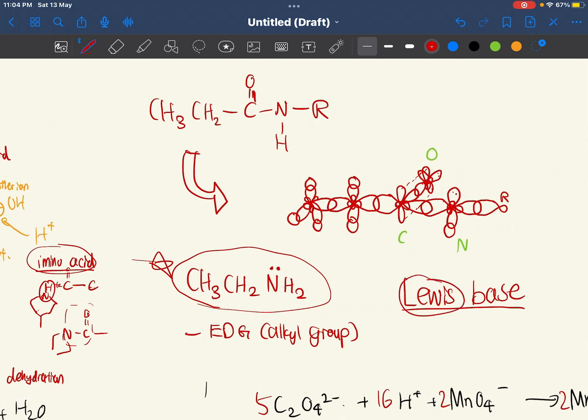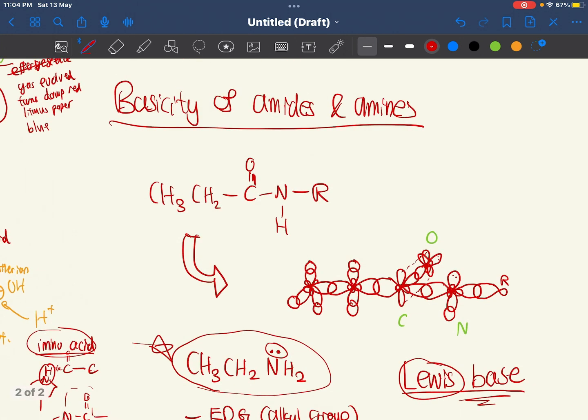When talking about the Lewis theory of acids and bases, we're always talking about the transfer of electrons. A base is an electron pair donor. Because we have a lone pair of electrons on our nitrogen atom here, it donates electrons, therefore it's called a Lewis base. Therefore, amines are basic. But if you look at an amide here, this is your amide linkage, and you find that it's a neutral compound.